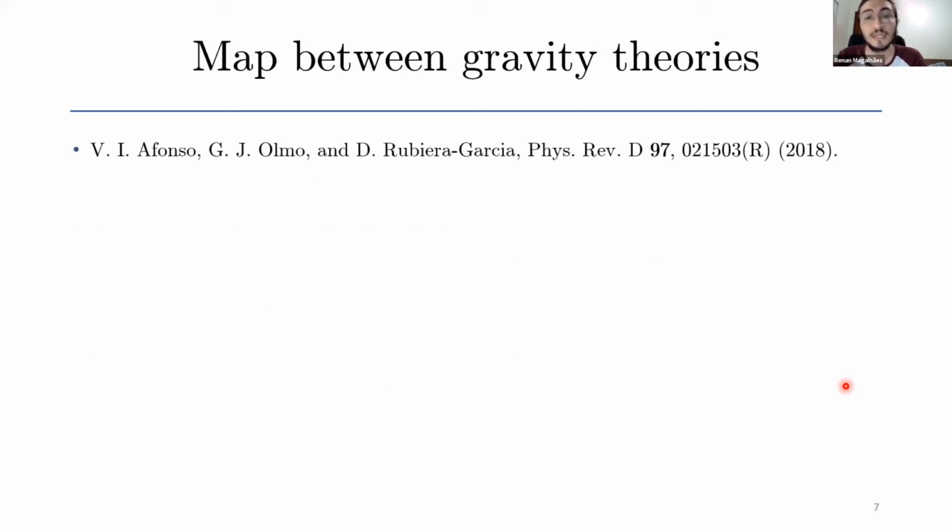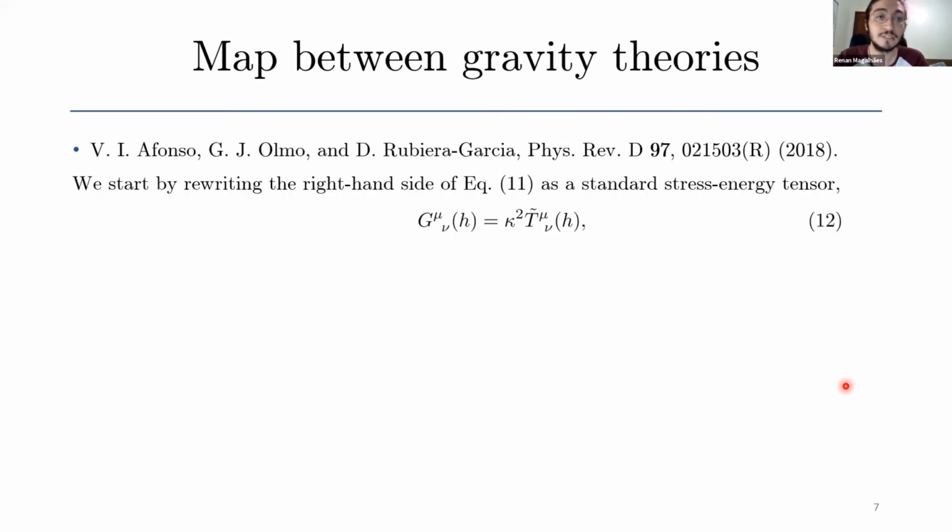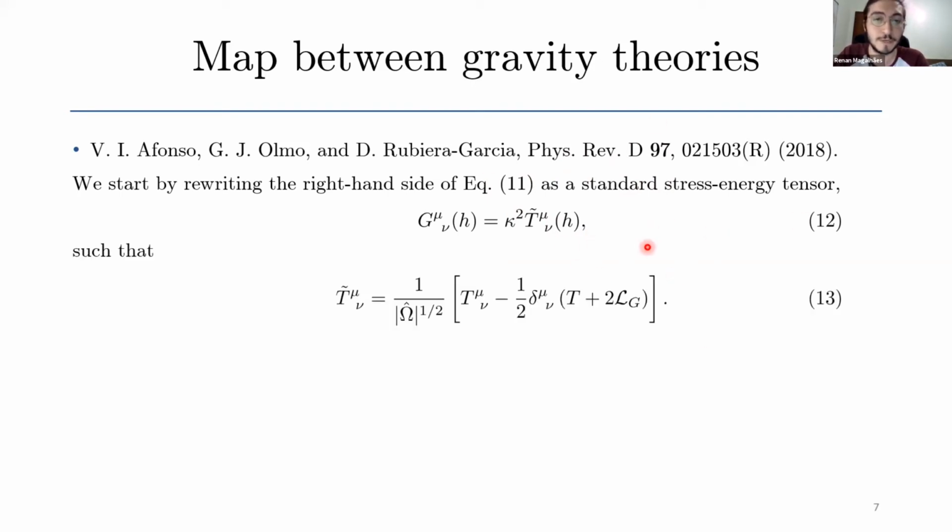But as I said, it was recently shown that there exists a correspondence between the space of solutions of Palatini-based gravities and the space of solutions of general relativity. And the key idea is to rewrite the right-hand side of the previous equation in terms of a matter Lagrangian coupled to the auxiliary metric. Here, T tilde is the stress-energy tensor associated with the matter Lagrangian coupled to the auxiliary metric, and it is related to the stress-energy tensor associated with the scalar with the space-time metric by equation 13.